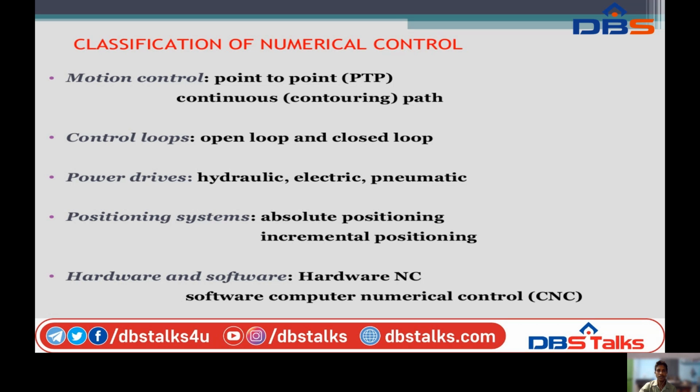Classifications of numerical control. This is nothing but NC modes. NC modes will be discussed in the next class.